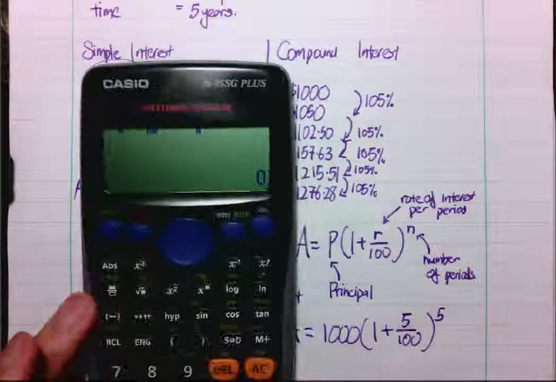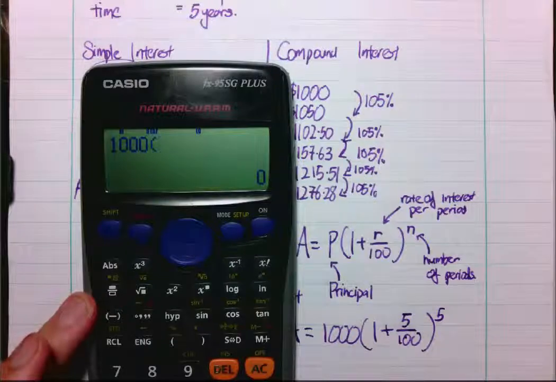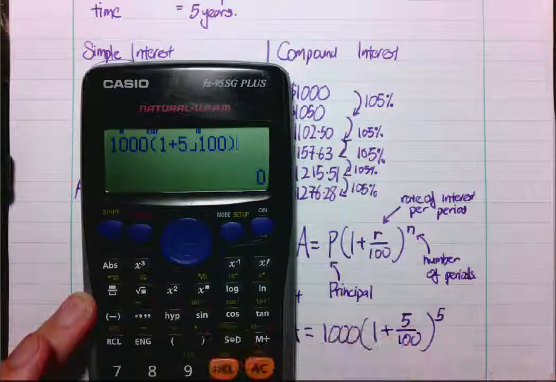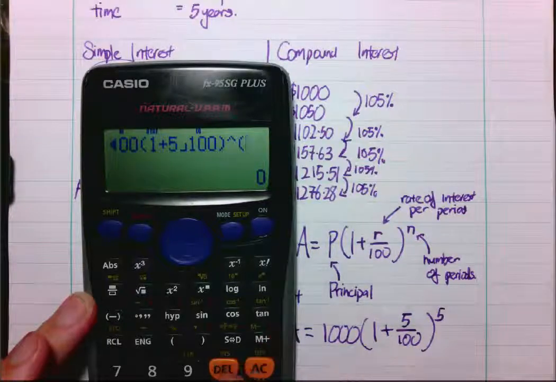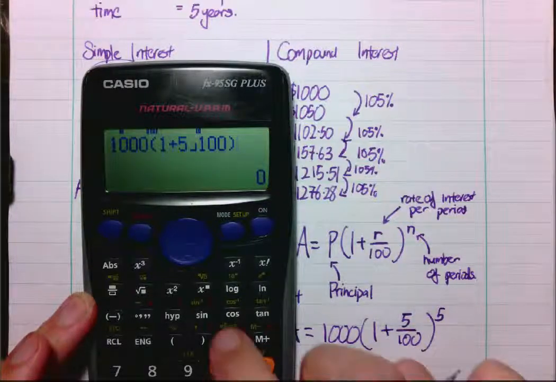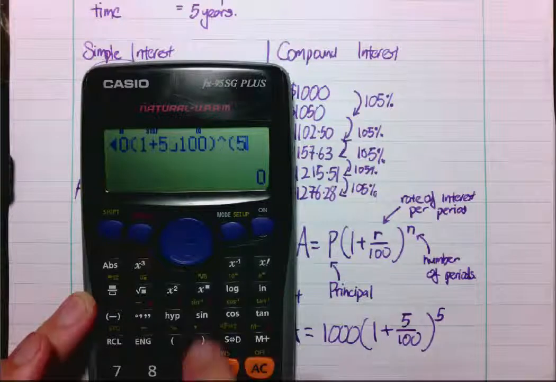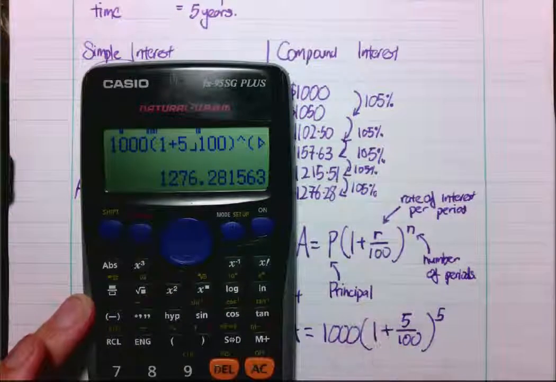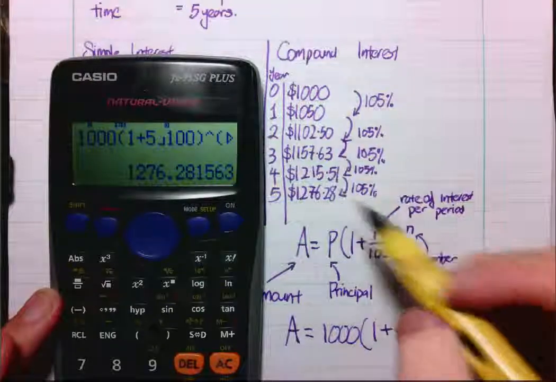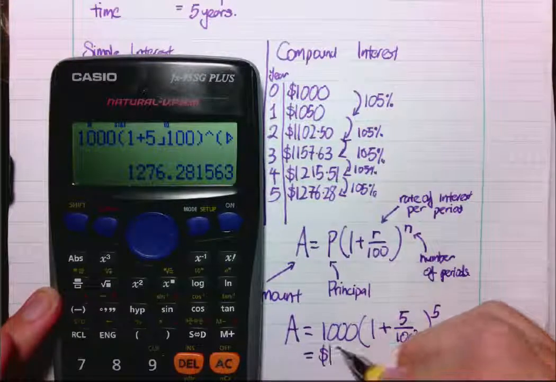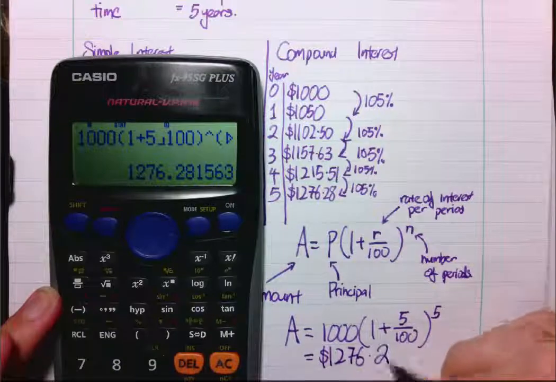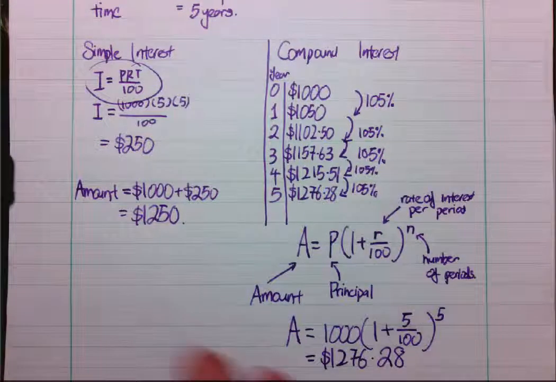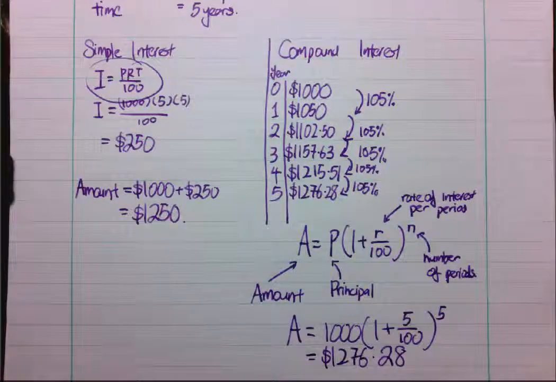So what we have is 1000 times 1 plus 5 over 100, to the power of 5. Like that, you key, and you notice you get 1276.28, which is the same number I got there, 1276.28. And that is the brief explanation of the difference between simple interest and compound interest.